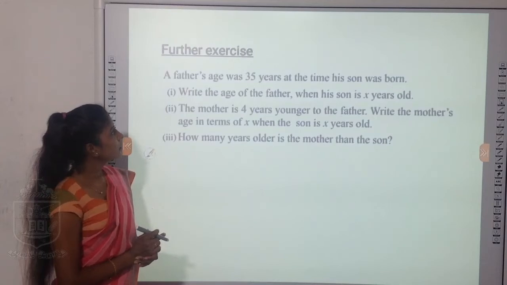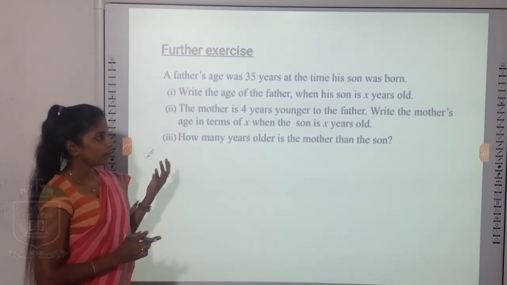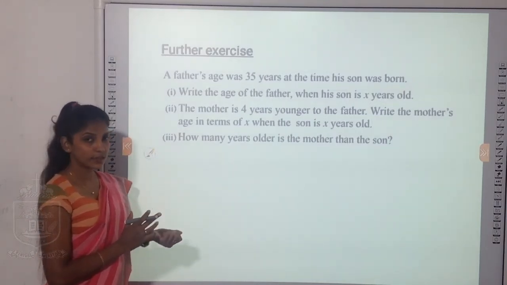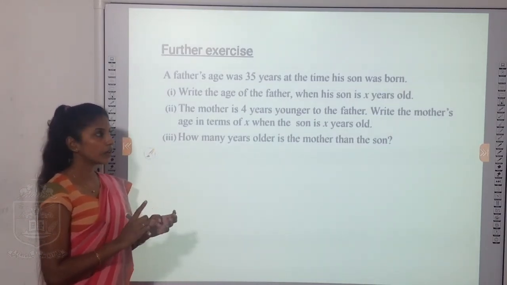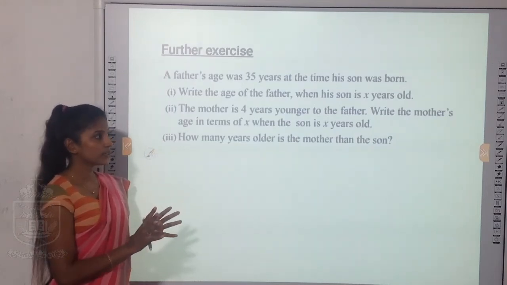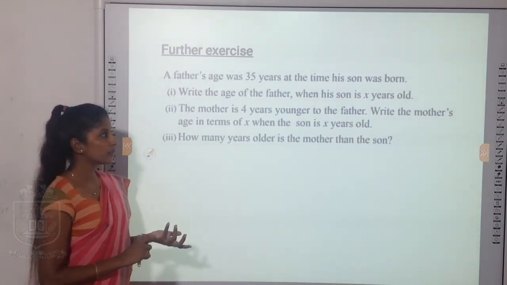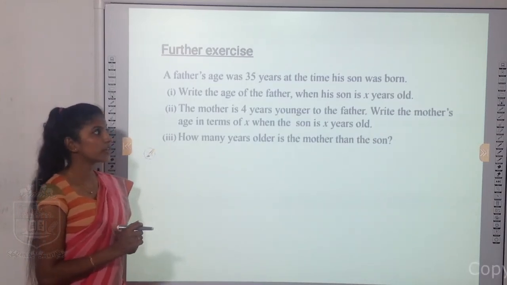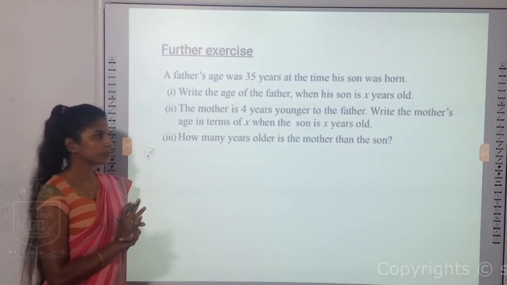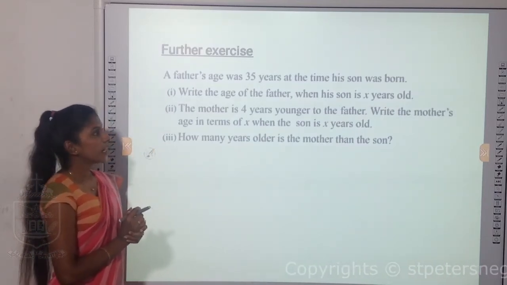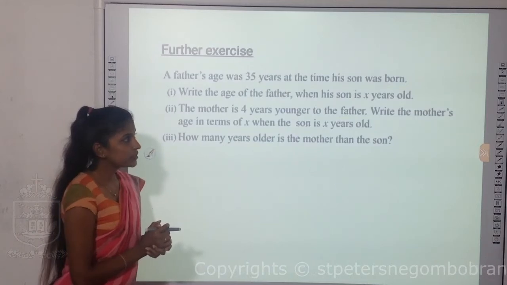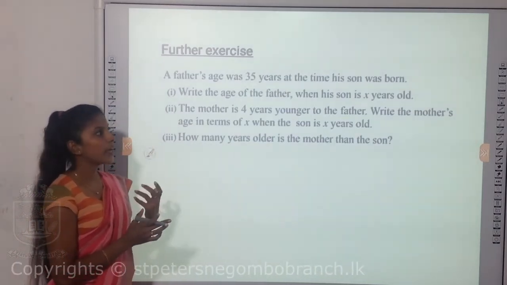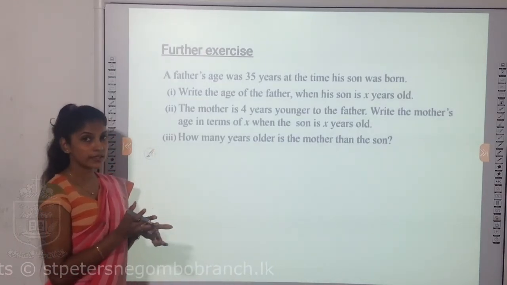Right, so now here you are given a paragraph, you have to read it and you have to construct an algebraic expression and you have to solve it. Altogether, all the applications are there, you have to construct and to solve. And here you are given a father's age is 35 years at the time his son was born. You have to write the age of father when his son is X years old. Father's age is 35 and son's age is X years.